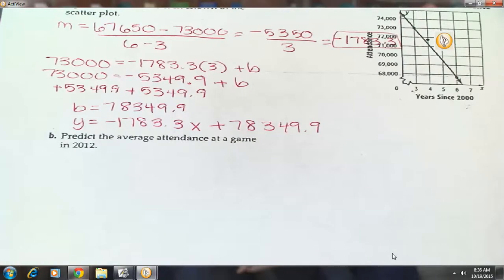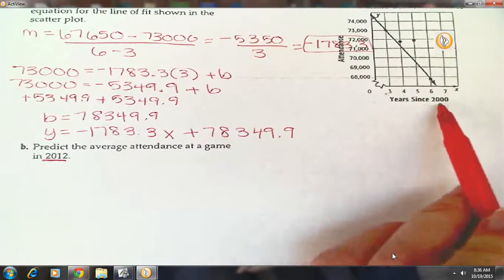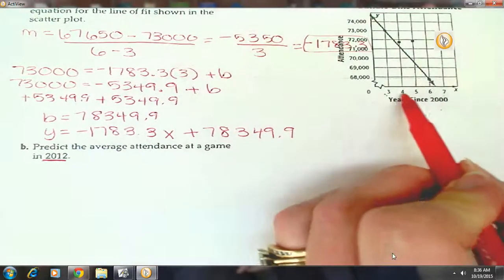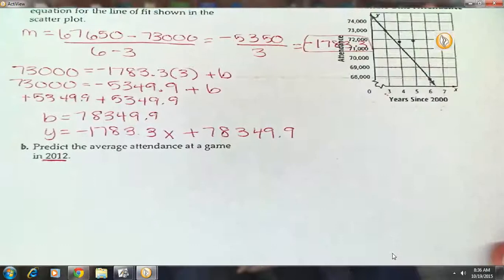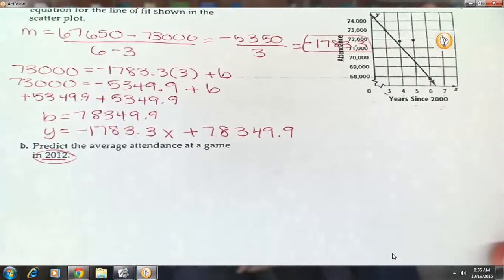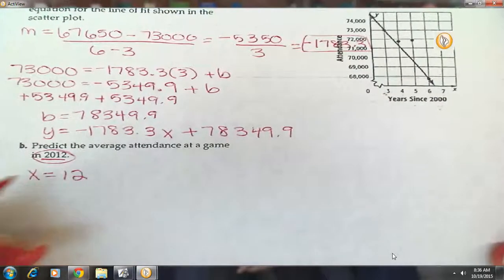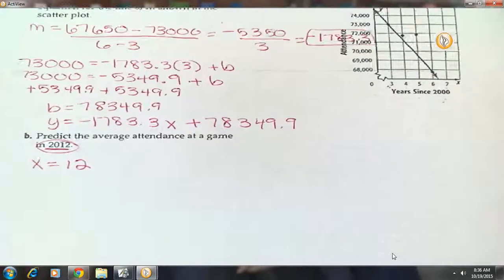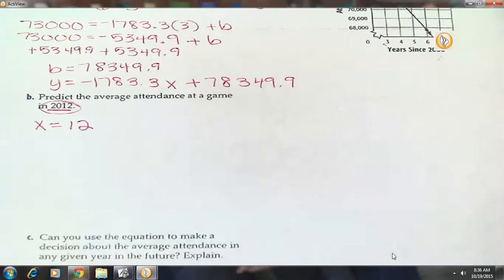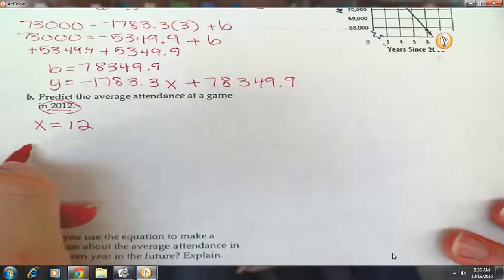Part B says to predict the average attendance at a game in 2012. Okay, obviously years are the x value, but be careful, they're not using the exact year, are they? They're talking in terms of years since 2000. So how many years since 2000 is 2012? 12. So in my equation, I'm going to let x be 12, not 2012. If you use 2012, that's 2012 years past the year 2000. That's way, way, way ahead of time.